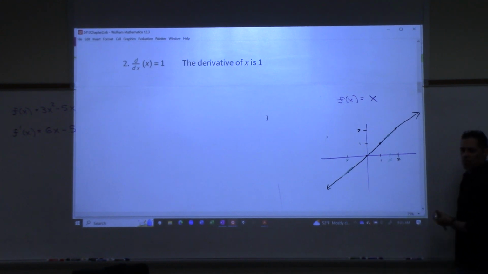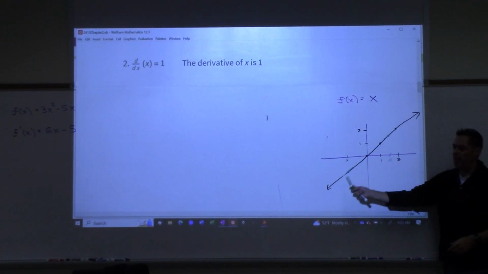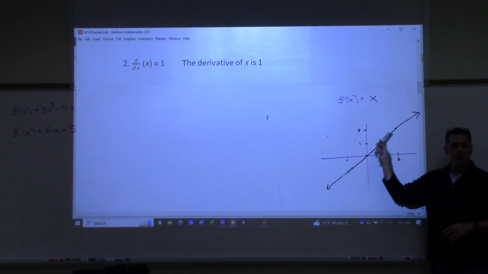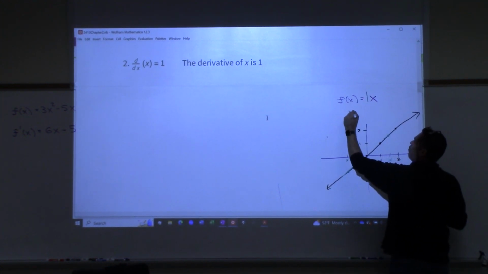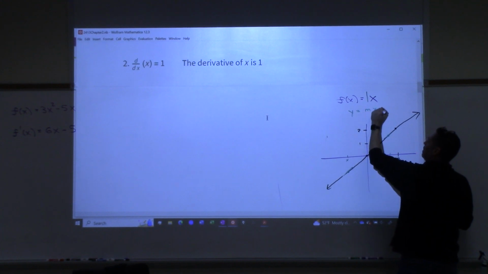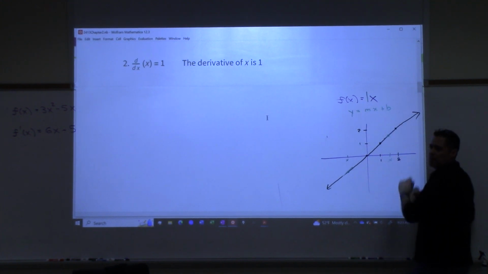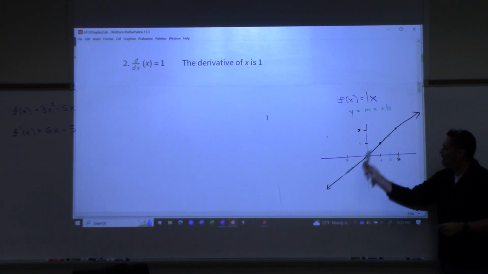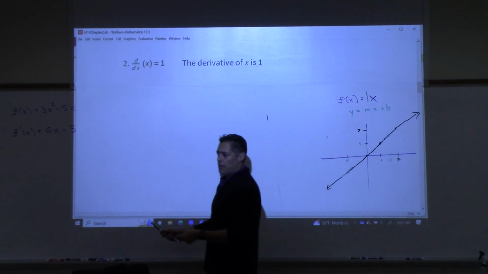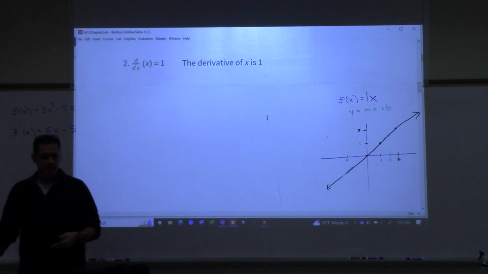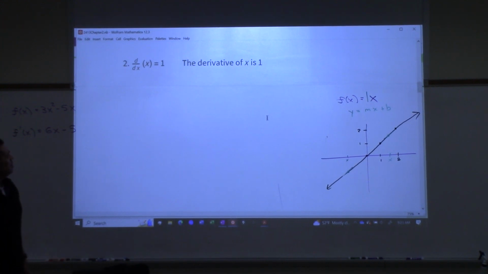But what is that slope? What is the slope of a perfectly diagonal line? 1, right? You can tell because this looks like, remember the y equals mx plus b? The number in front of the x is going to be your slope, right? So the slope of this line is 1, which means the slope of any tangent line would be 1 as well. Make sense? So the derivative of x is 1.